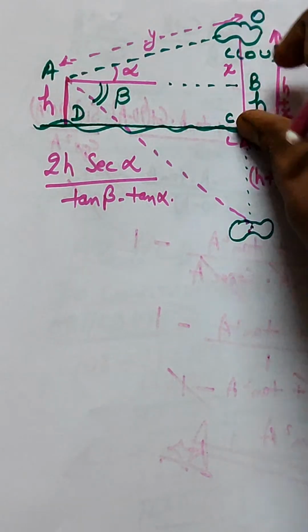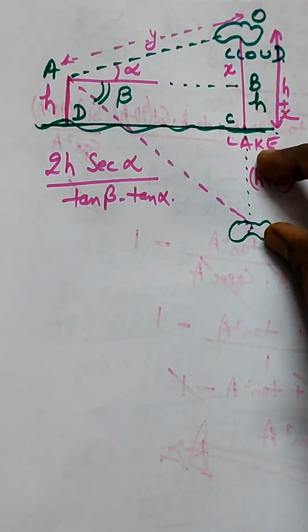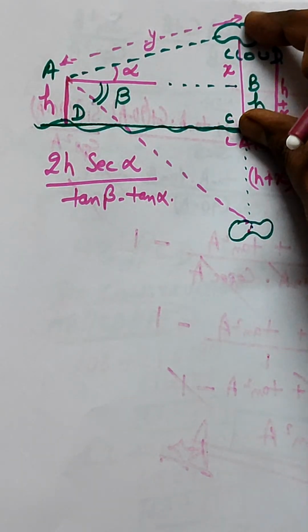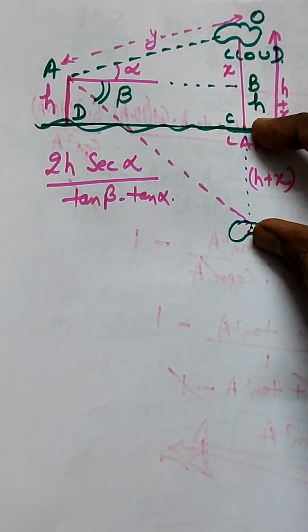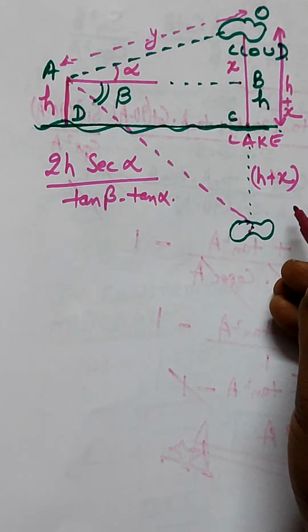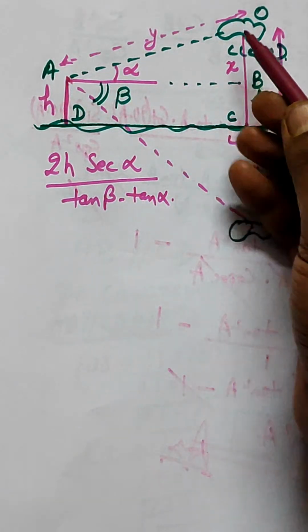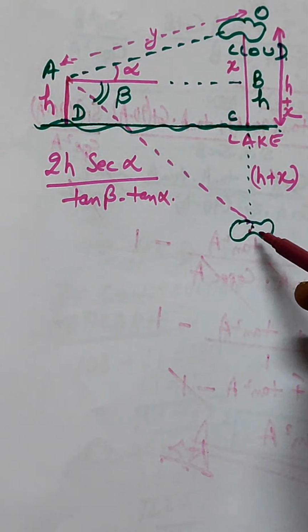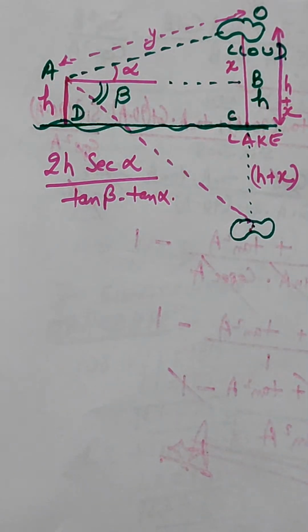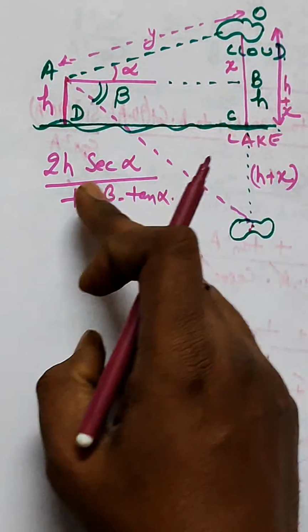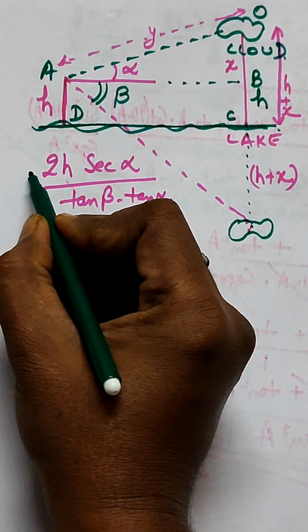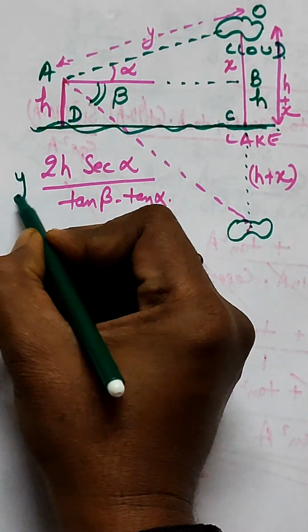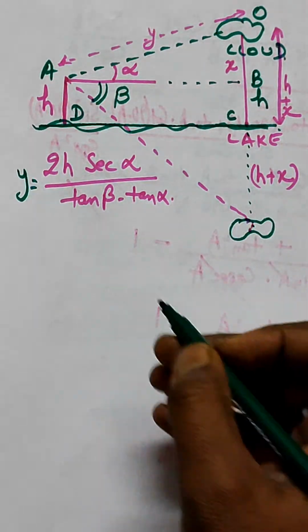And the image of this cloud under the water will be at the same distance as the distance of the cloud from the surface of the lake. If this is h plus x, then the image of the cloud is also at a distance of h plus x. And the angle of elevation is alpha for the cloud and the angle of depression is beta for the image of the cloud. Then we need to prove that the distance of the cloud from the point of observation, from A to O, is this one. So this we need to prove, that is y equal to this much.